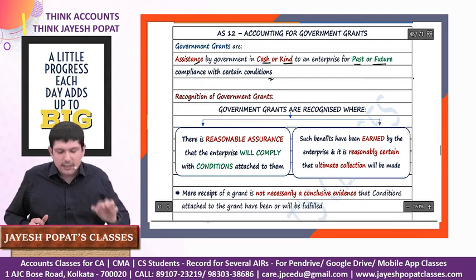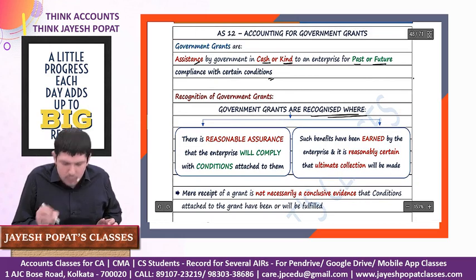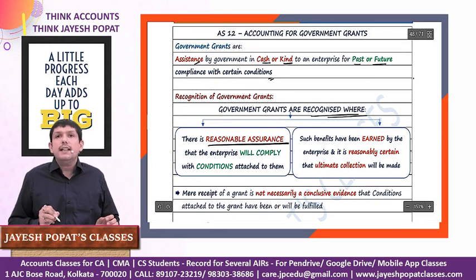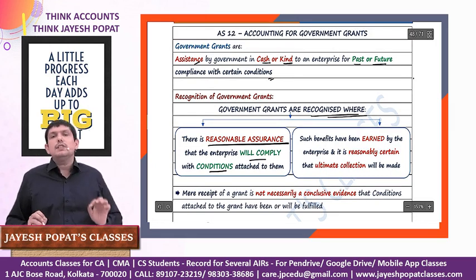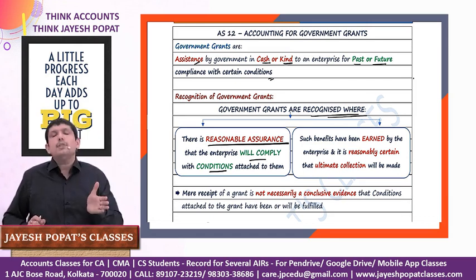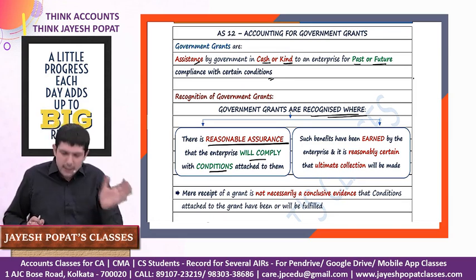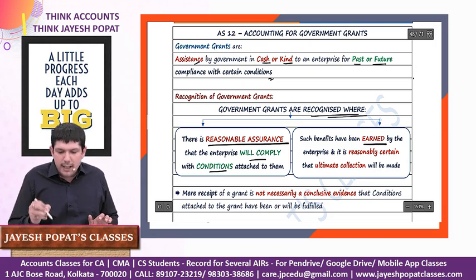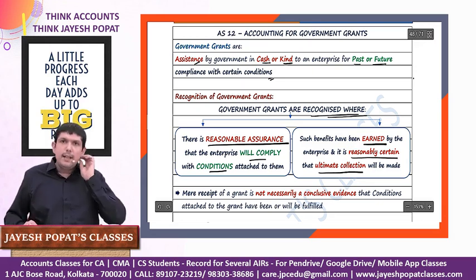Let us see the recognition criteria for government grants. Government grants are recognized when two conditions are satisfied. First, there is a reasonable assurance that the enterprise will comply with the conditions attached to them, because it's not gratuitous. It's not just that we're giving you assistance. You have to comply with certain terms and conditions and become eligible to get the government grant. Second, such benefits are earned by the enterprise, and it is reasonably certain that the ultimate collection will be made.